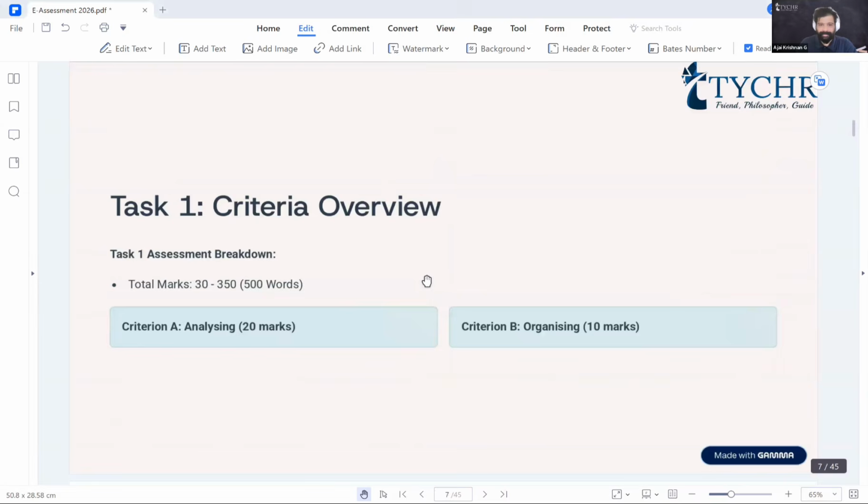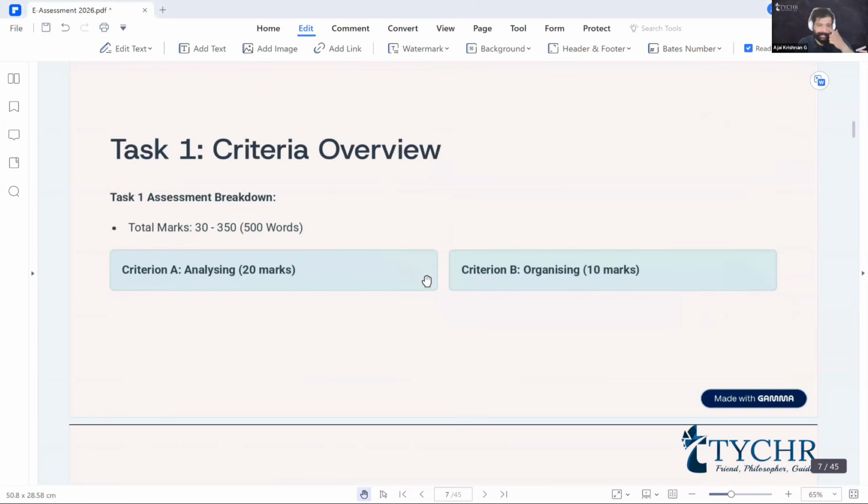Okay, so now we'll go to task one. Task one, as you know, has 5 questions altogether. It will be assessed based on 20 marks for criterion A and 10 marks for criterion B, out of which 10 each for A and B are for your compare and contrast, the fifth question. And the first 4 questions will be out of 10 marks for criterion A. So that's how it is.